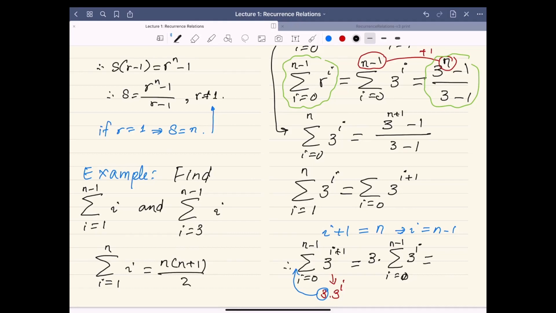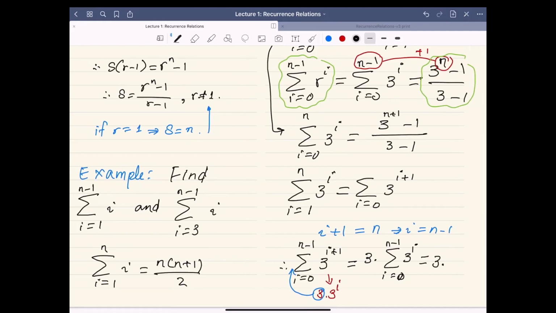Now here apply the geometric sequence rule. So if you want to see, it starts from 0. So all you have to do is just add n minus 1. And you will have on the right-hand side a 3 multiplied by 3 raised to power n minus 1 over 3 minus 1, and this will give us the answer.